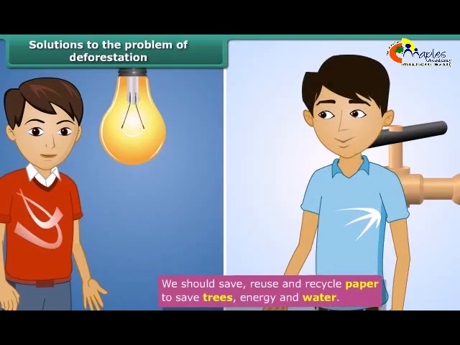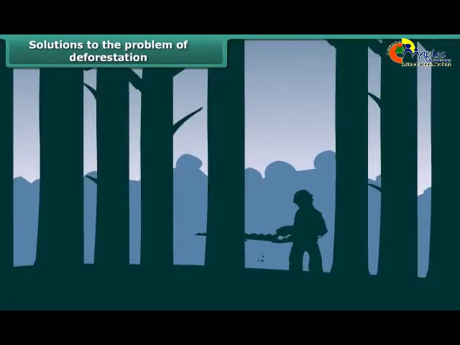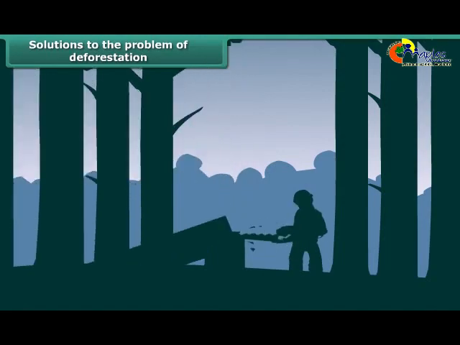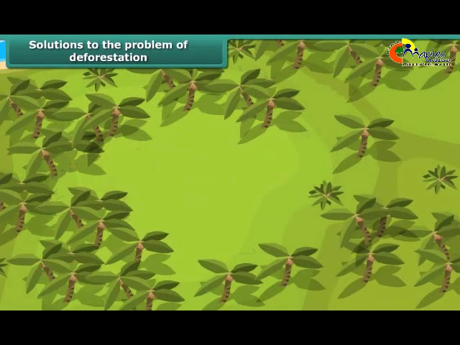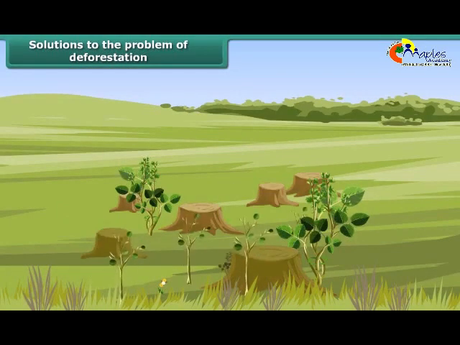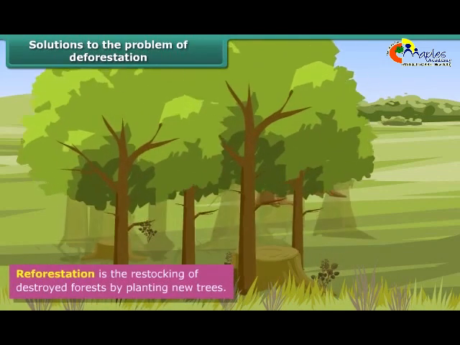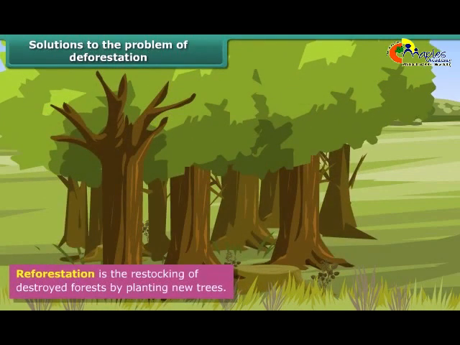Well said, Adam. But recycling paper is a measure just for controlling deforestation temporarily. Can you suggest any permanent solution to the problem of deforestation? Yes, it is reforestation. Reforestation is restocking of the destroyed forests by planting new trees.